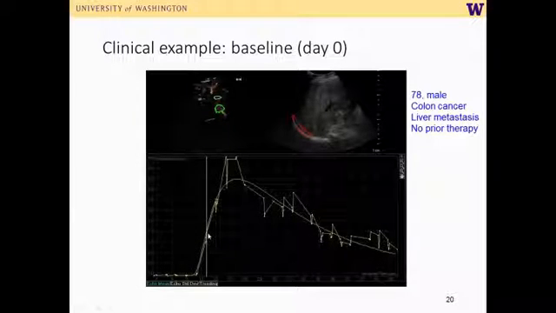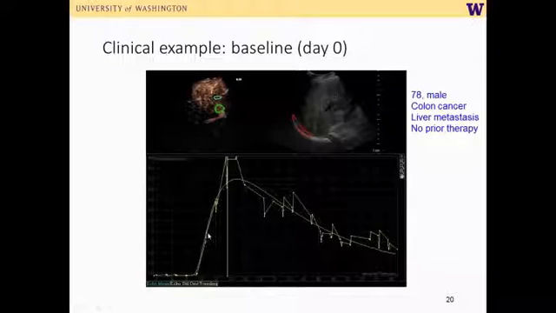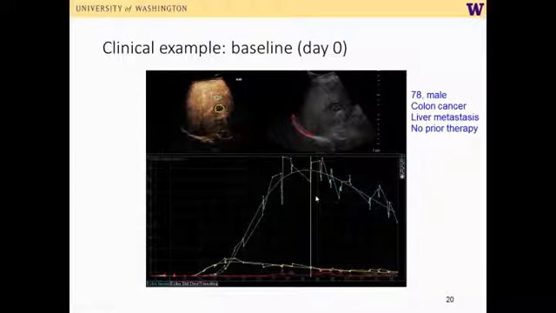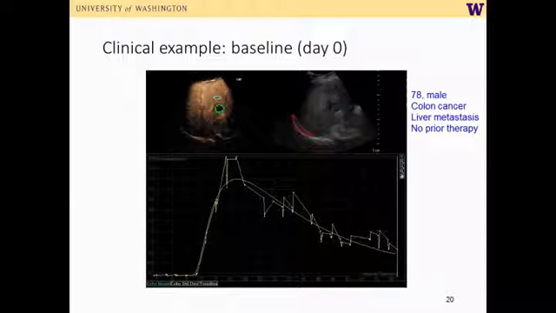So you see the time intensity curve. This is when the agent arrives. This is at the peak of the injection. This is the arterial washout. This is at the peak of the portal vein. And eventually at the late phase, where the lesion has become a black void. So here is the time intensity curve at day 0.